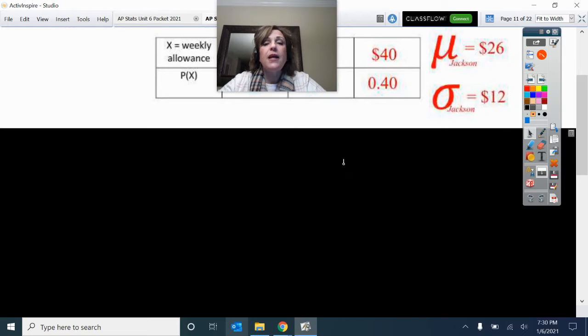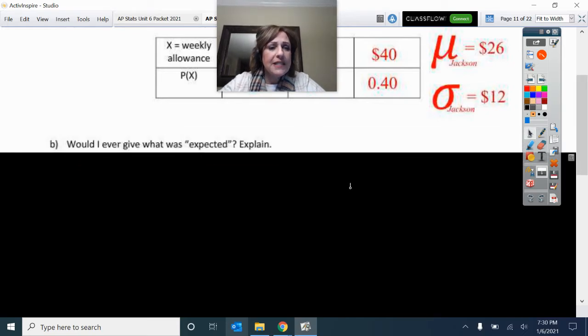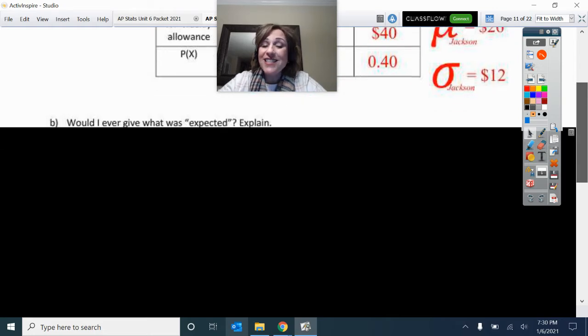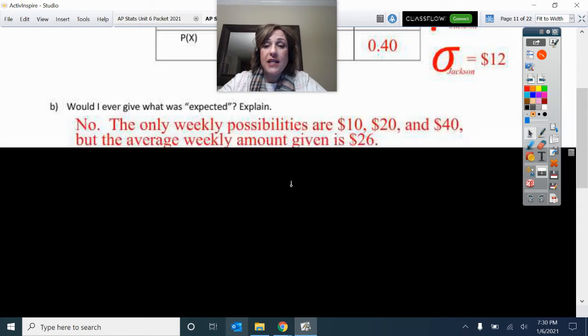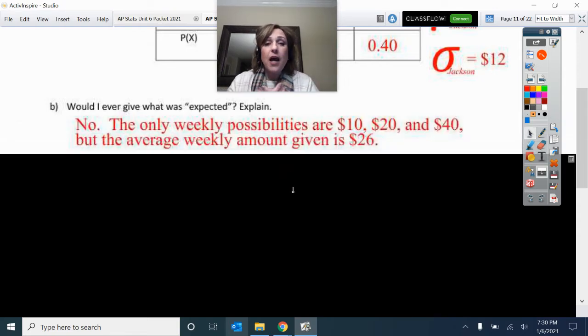Next, then, we want to see, this is $26 is what was expected with a standard deviation of 12. So is Jackson ever going to get what was expected on average to happen? And of course, that answer is no, because remember, this is discrete. The only countable finite options, there are 3 of them, $10, $20, or $40. So it's not possible for him to get that 26. Now, on average, over time, that could happen.